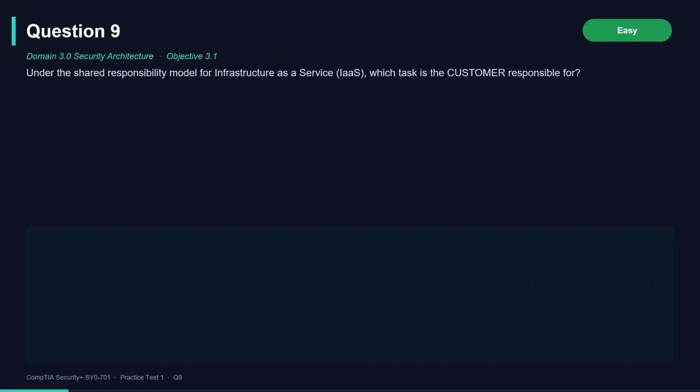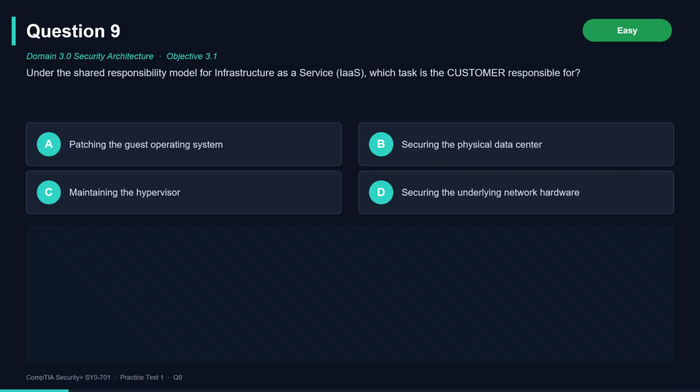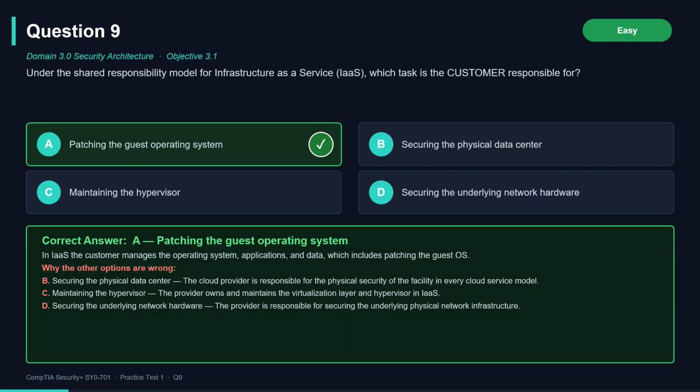Question 9. Under the Shared Responsibility Model for Infrastructure as a Service, IaaS, which task is the customer responsible for? The correct answer is A, patching the guest operating system. In IaaS, the customer manages the operating system, applications, and data, which includes patching the guest OS.